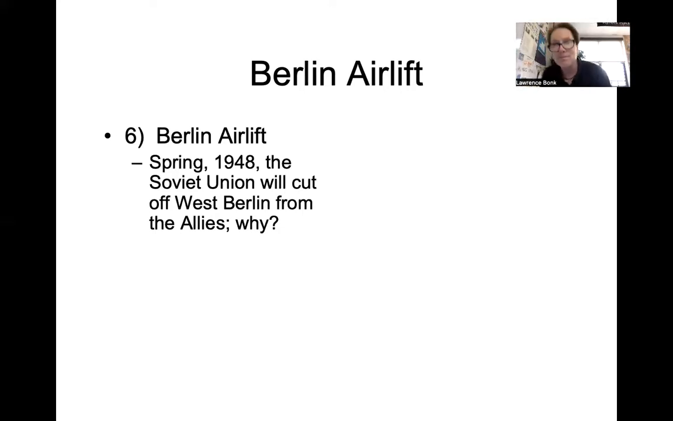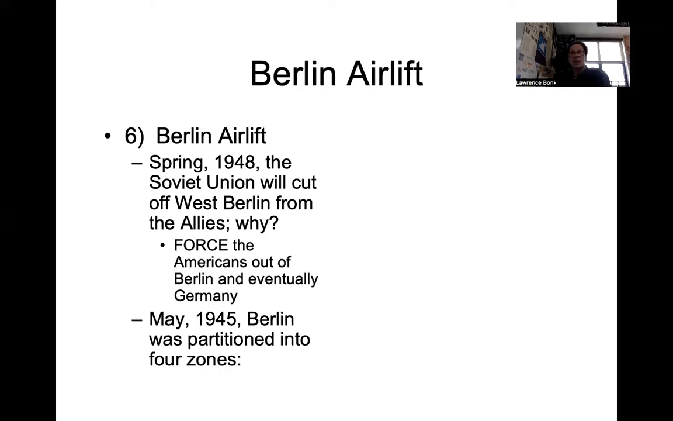So it's spring, and it's 1948. War ended basically 3 years earlier in Europe. So in spring of 1948, the Soviet Union is now starting to show greater acts of aggression. That word's coming back again. And what the Soviet Union and Joseph Stalin is going to do is to cut off West Berlin from the Allies. Now, the question, of course, is why?